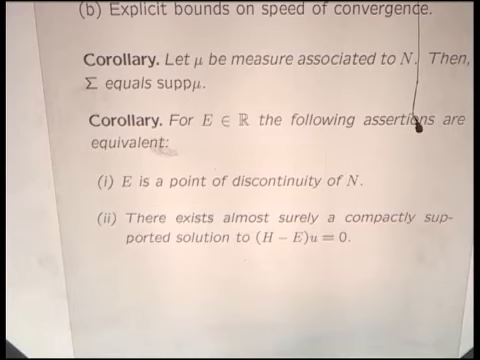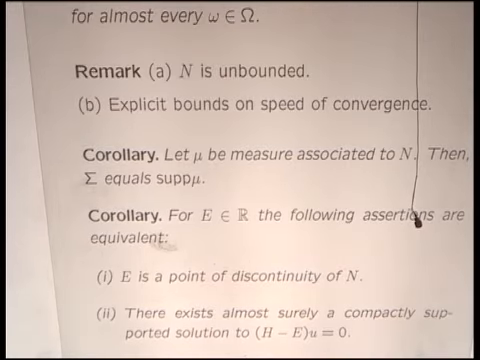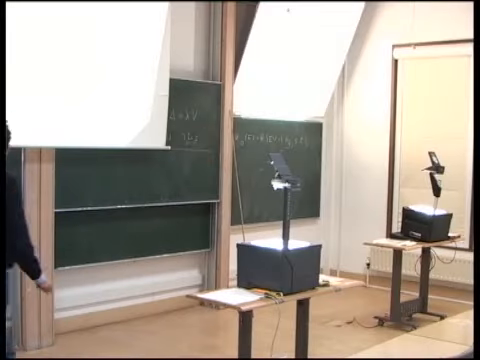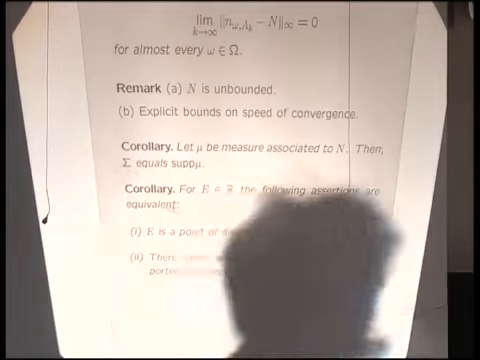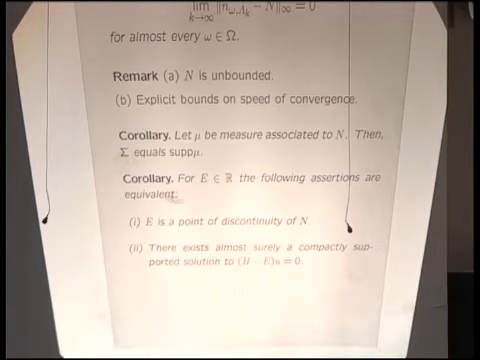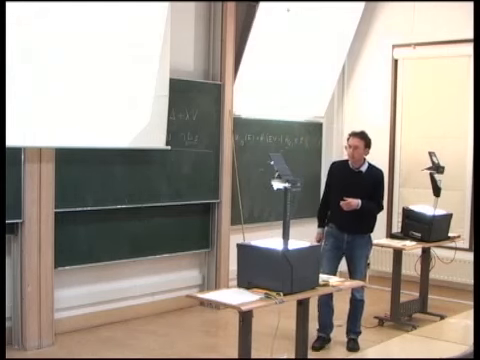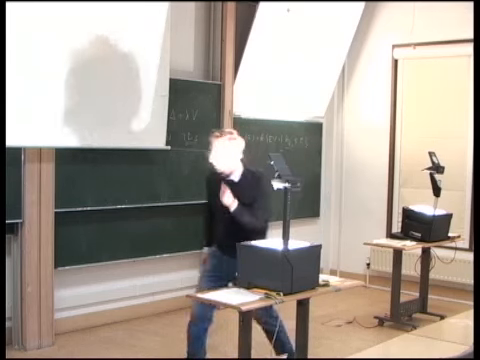And just let me point out the following. So N is unbounded, and little n is also unbounded, but the difference is a bounded function, so we can take the sup norm, right? So this is a phenomenon that happens here. We take the difference of two unbounded functions, we get a bounded function, and we can talk about convergence in the sup norm. We again have explicit bounds on speed of convergence. And again, we have our two corollaries. Well, the spectrum equals the support of mu, and again, the points of discontinuity are those points where there is almost surely a compactly supported eigenfunction. Now, there are various examples we could talk about now, but I think I better stop here.